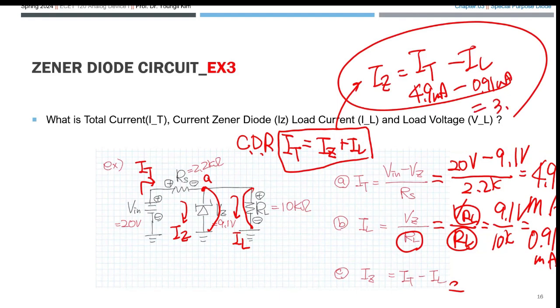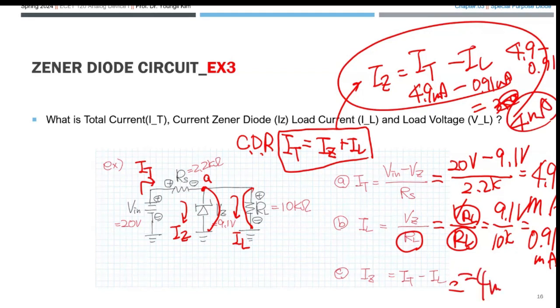So 4.9 minus 0.91 is almost 4 milliamp, right? So that was 4 milliamp. That is the answer. Okay. Any question so far?